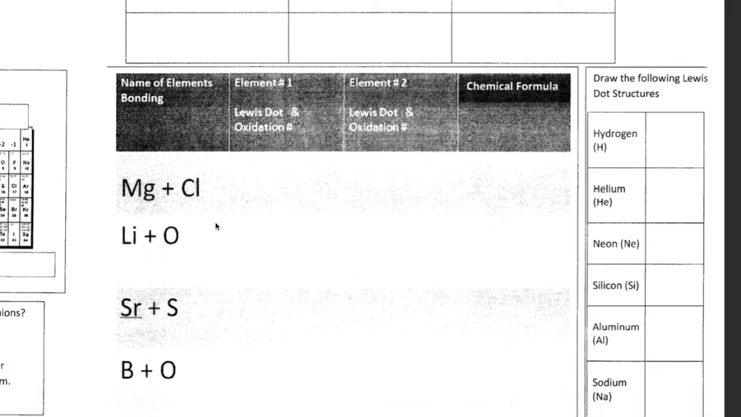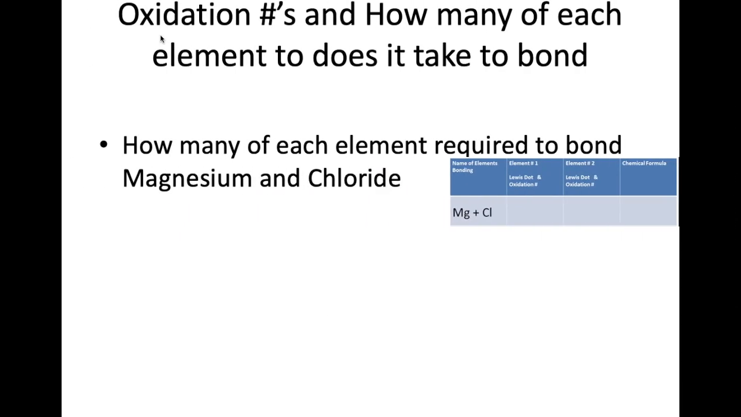Now you should be looking at this table on your note sheet. We want to use the oxidation number and the Lewis dot structure to help us figure out how many of each element it's going to take.